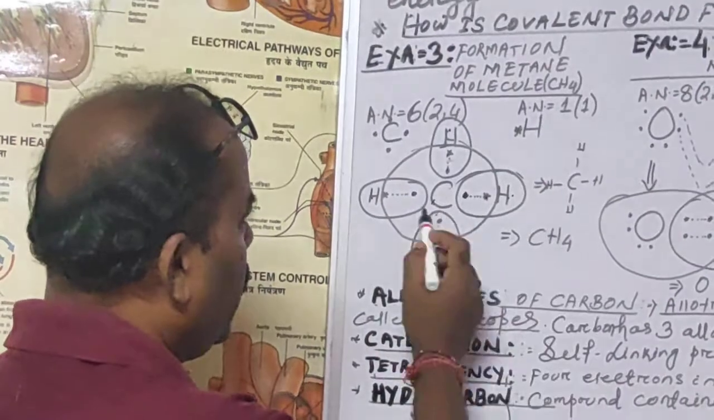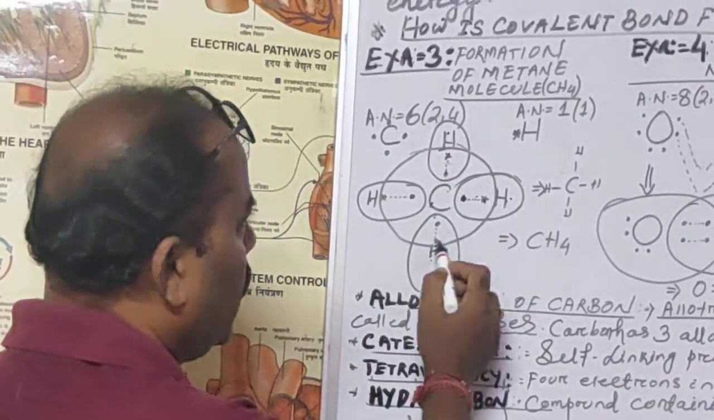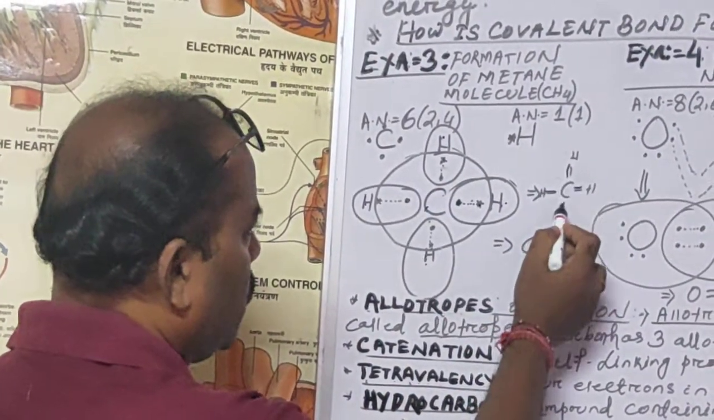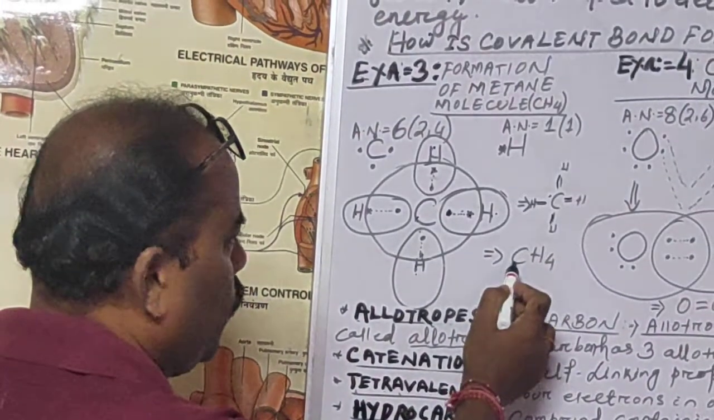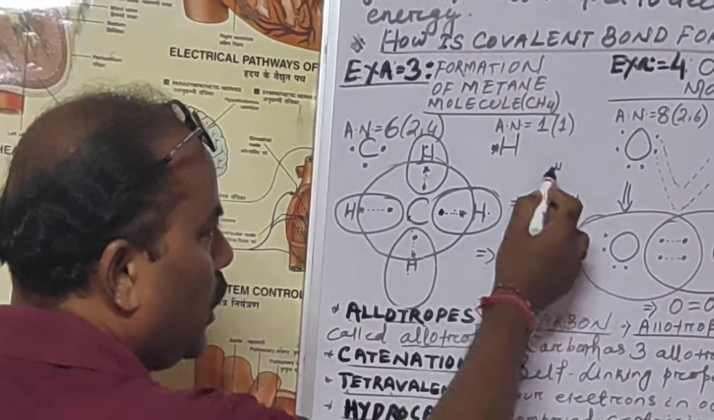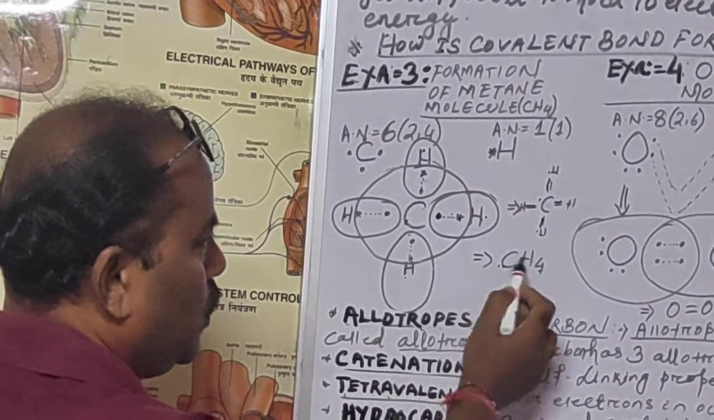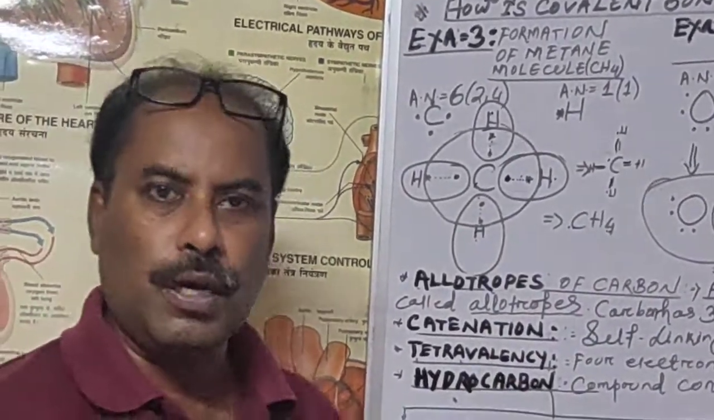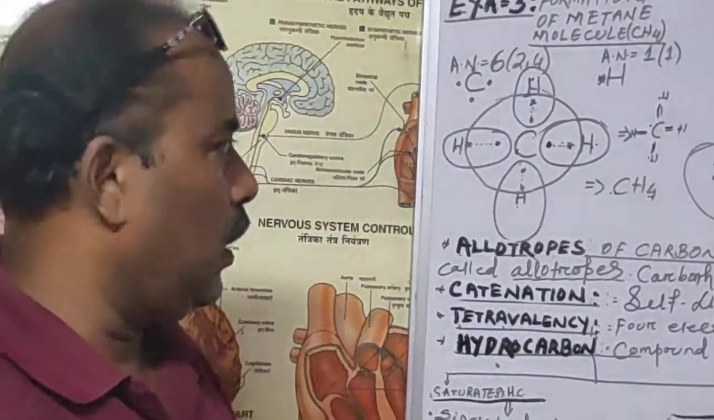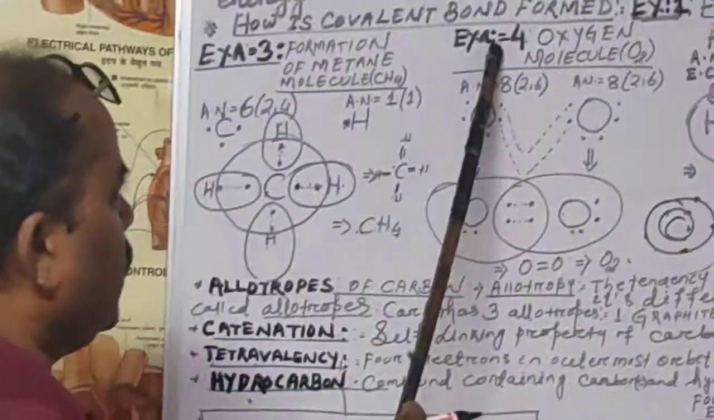So C will be there and 4 bonds will be there: single bond, single bond, single bond, single bond. Then 1 C is there. How many hydrogens are there? 4 hydrogens are there. So the CH4 compound is formed. That is called the methane molecule. Then we will come to example 4.